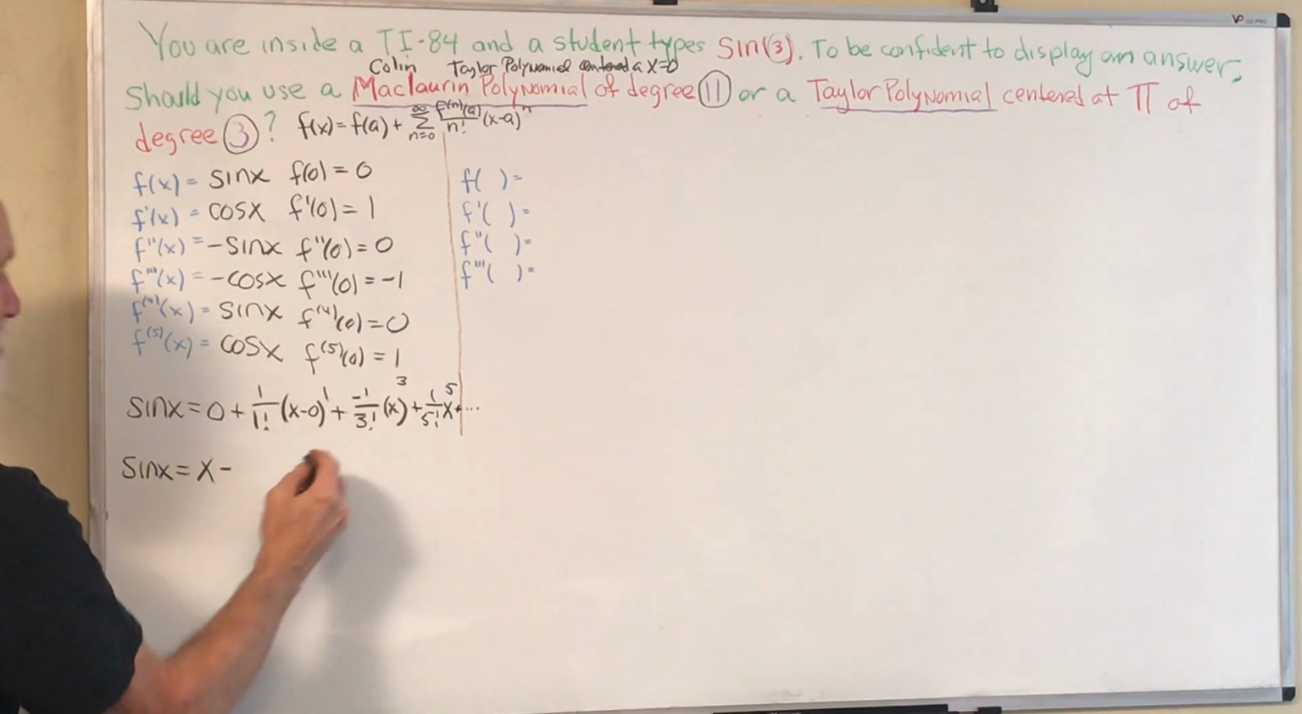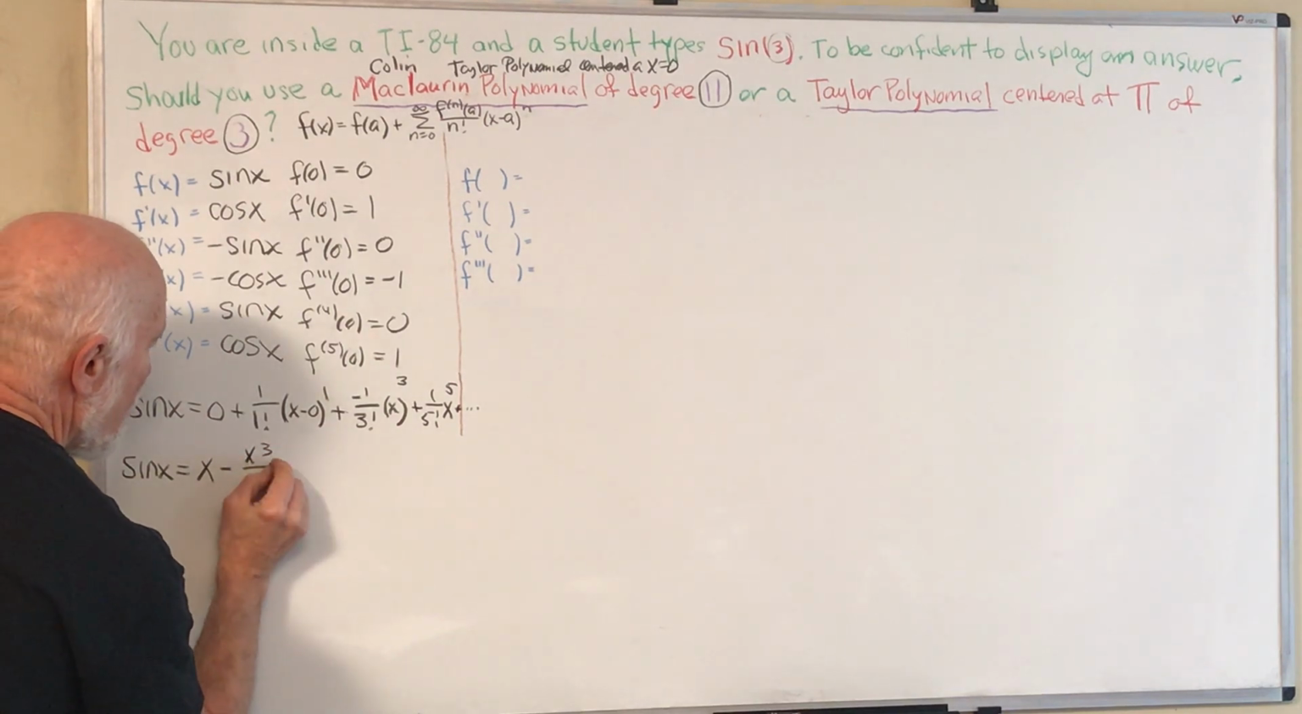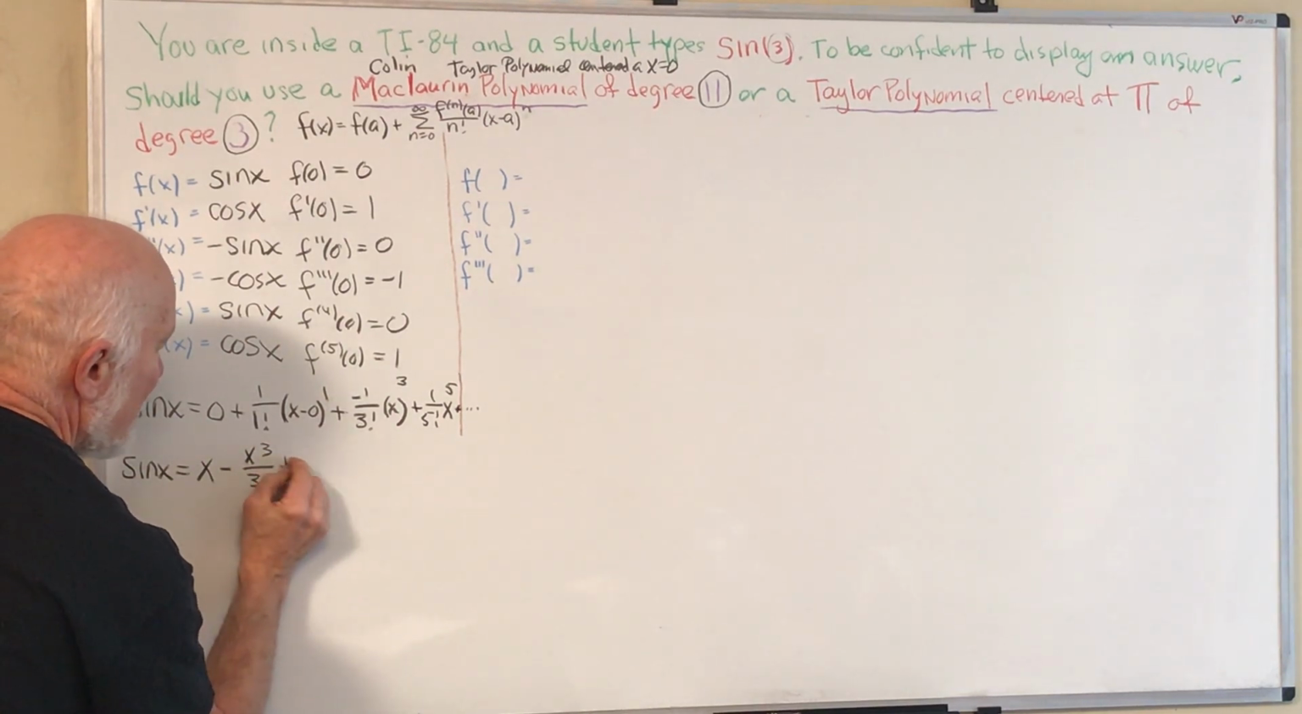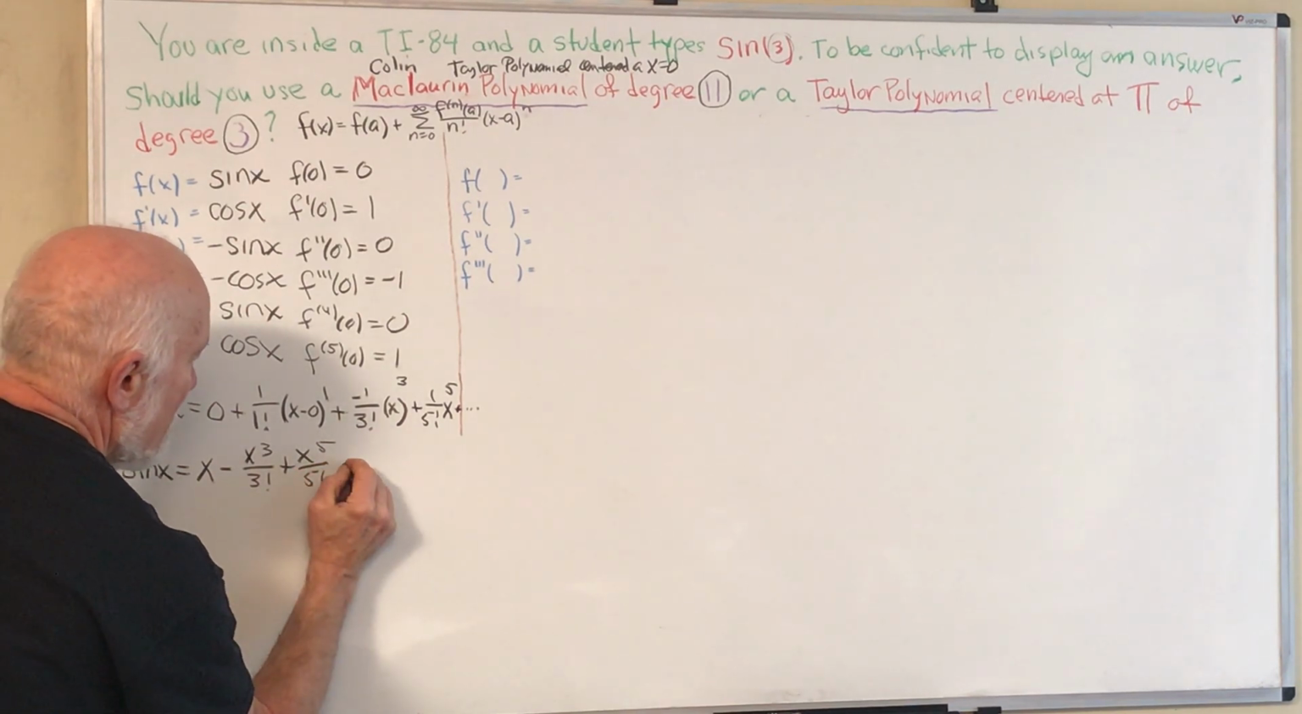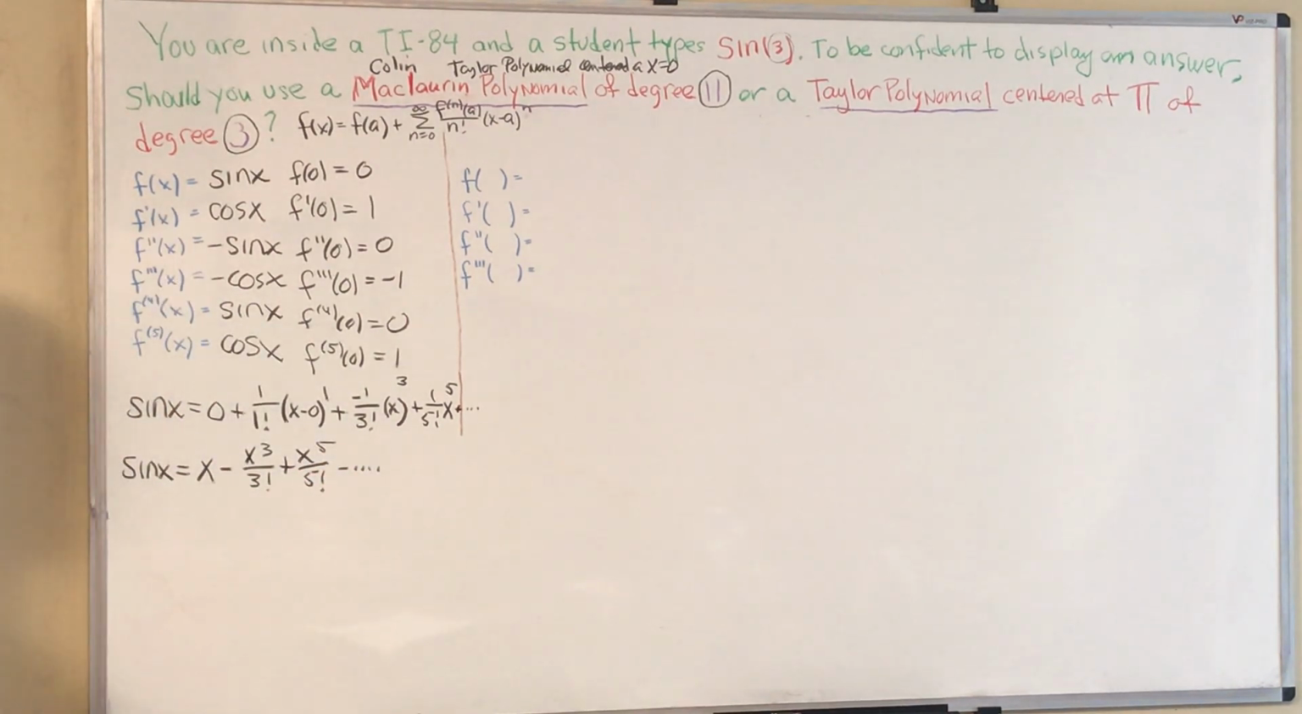So we can write this, the sine of x, simply as x minus x cubed over 3 factorial plus x to the fifth over 5 factorial. And I think you can see the pattern there.